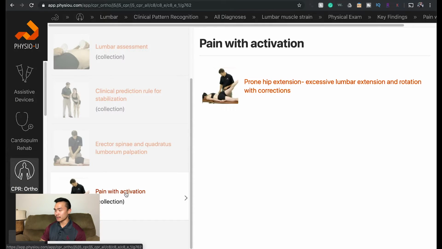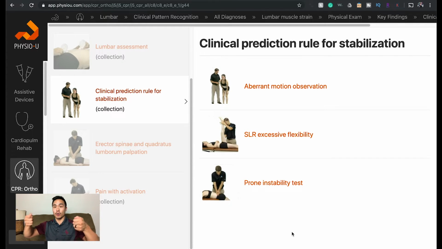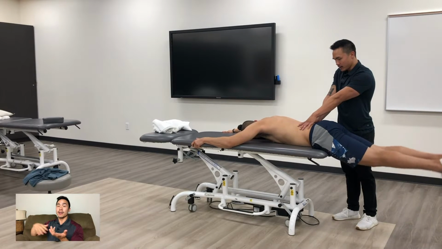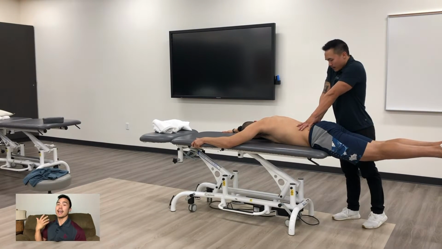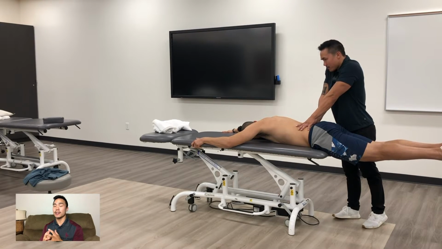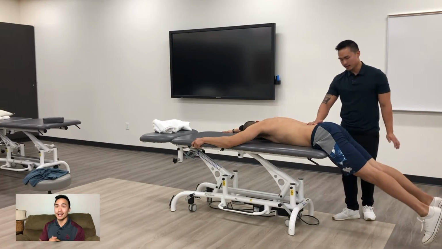And then pain with activation as well, prone hip extension, or anytime they use those musculature like the paraspinals, that should bring on their pain. So it's kind of like a 2-for-1. When we did the prone instability test, they were holding and lifting their legs up. Their paraspinals were firing and they were turned on. And if they had a muscle strain or sprain, typically when you do that, that should also bring on some of their pain as well.